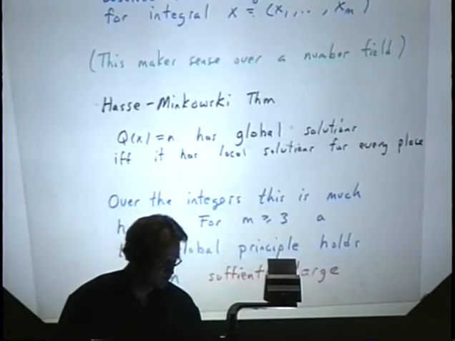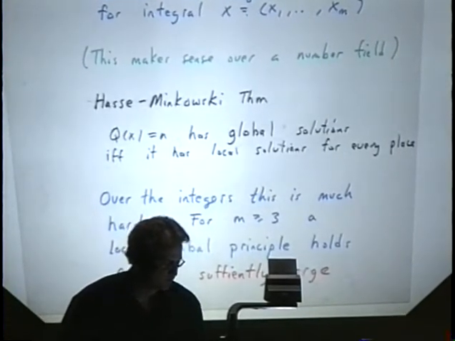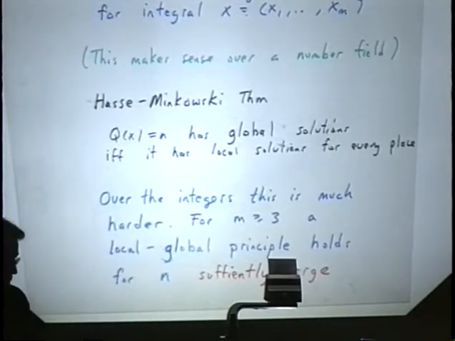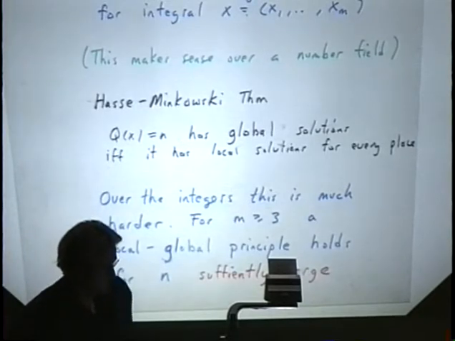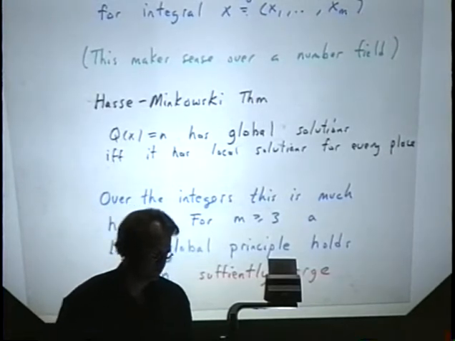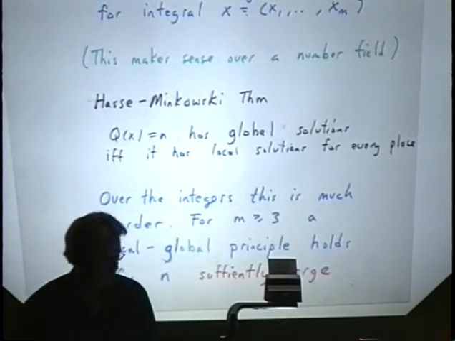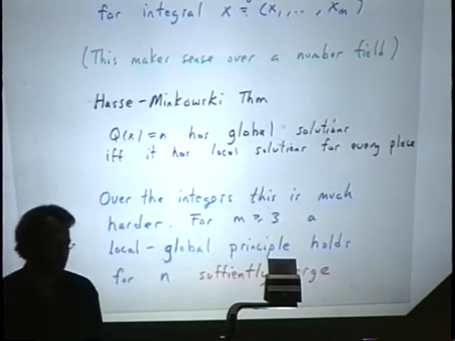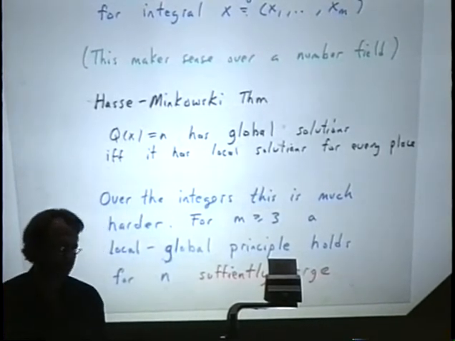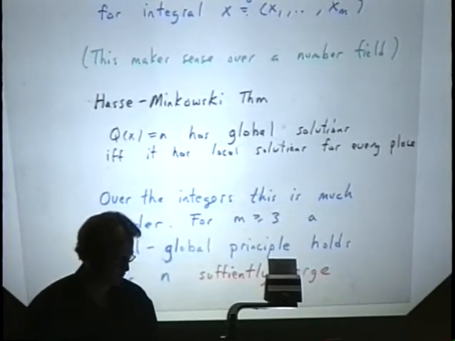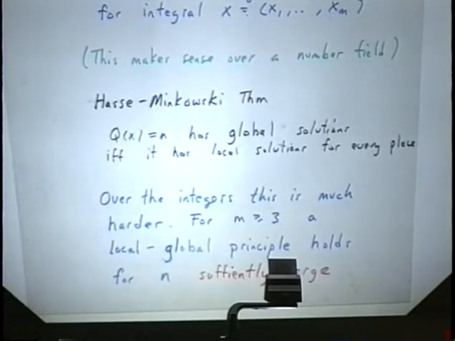But automorphic forms really enter the picture when you look at this question over the integers. Then it becomes a much harder problem. In particular, however, it's been one of the achievements of many mathematicians over a long time, but a fairly recent achievement, that we can say that in 3 or more variables, a local to global principle does hold. But there's a provision that you have to assume that n is sufficiently large. So this analytic term plays a crucial role. So I'll try to explain this further.